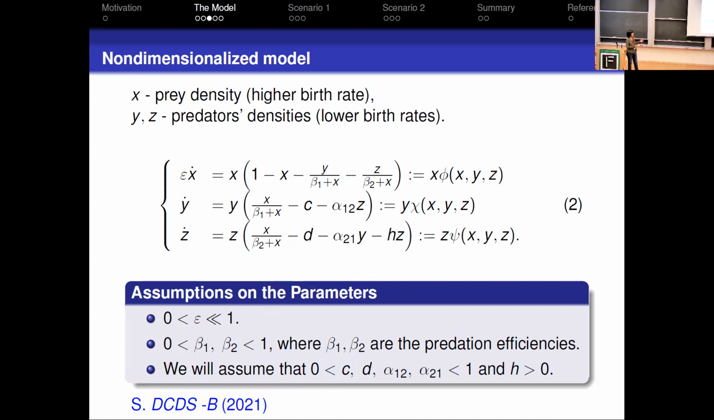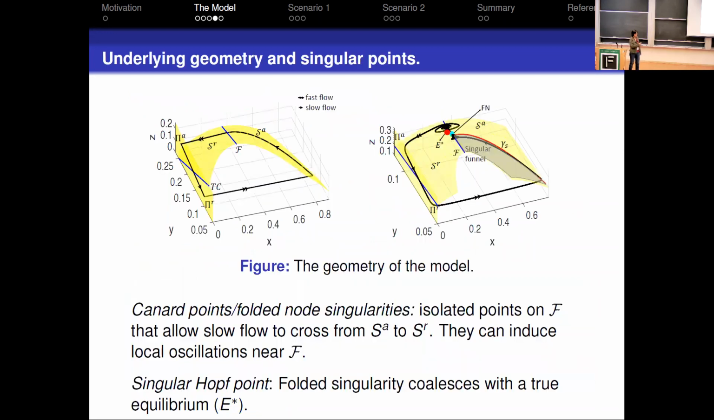So since this is a slow-fast system with x being our fast variable and y and z being our slow variables, we'll be using ideas from slow-fast systems to understand the dynamics of this model. So a little bit of geometry, the underlying geometry.